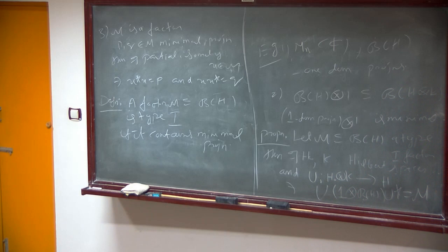So we have to produce a H0, we have to produce K, we have to produce the unitary so that this condition is satisfied.